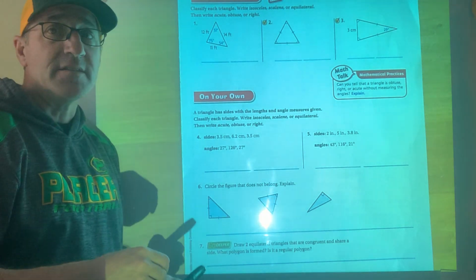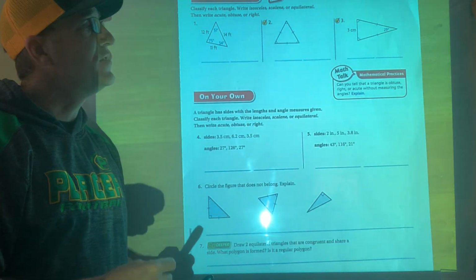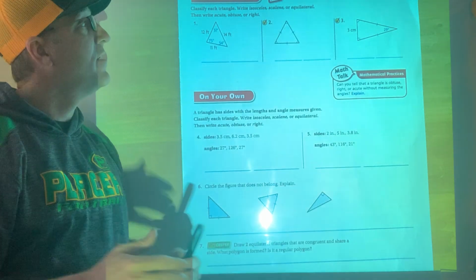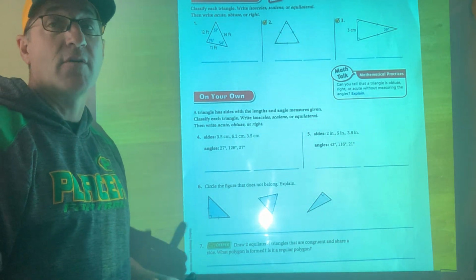We've got acute, which means all of the angles are less than 90, okay? We've got obtuse, which means only one of my angles is greater than 90, because that's as many as you could possibly have. And then I've got right, it's only got one right angle, because that's as many as you could possibly have, all right?